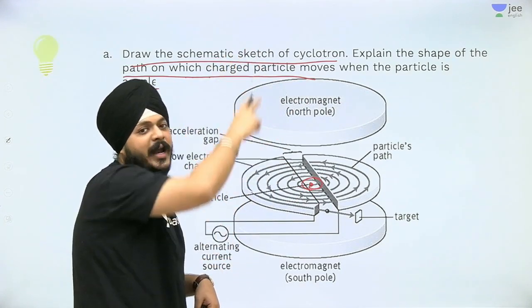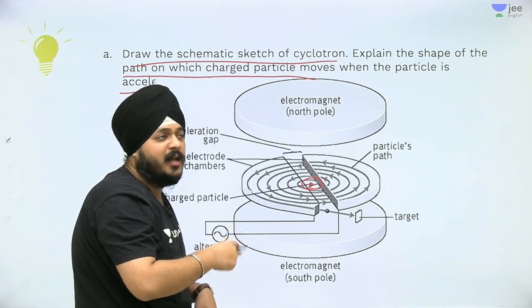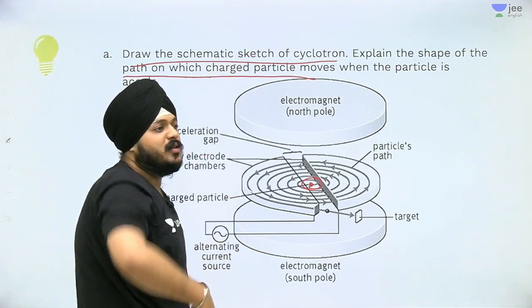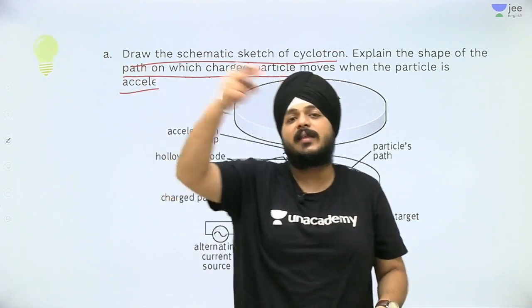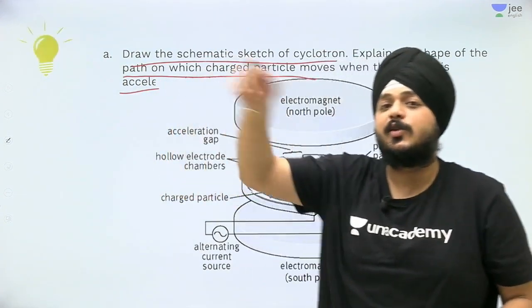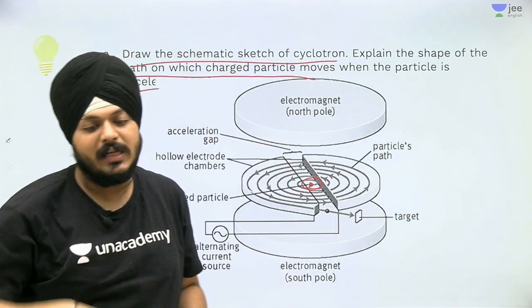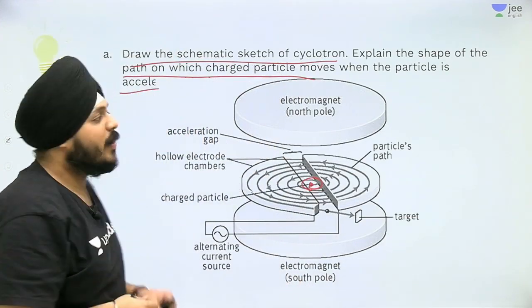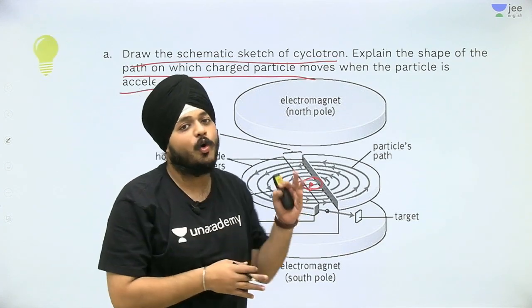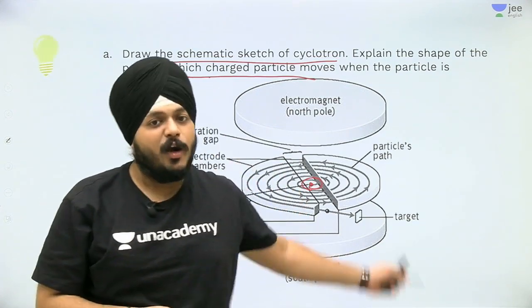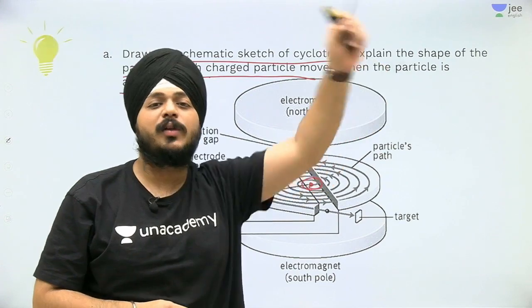Again, after covering the entire round, it will be accelerated again. So the radius of the path will increase, and the charged particle is continuously accelerated by means of this device. So guys, this is a schematic diagram of the cyclotron. You are all aware of this, and it has been directly given in the NCERT.